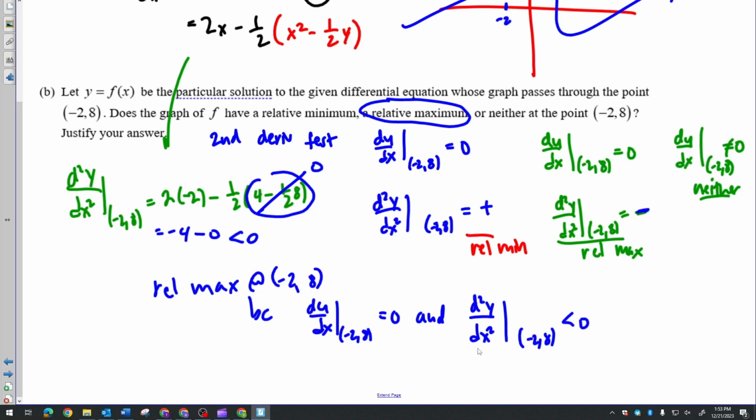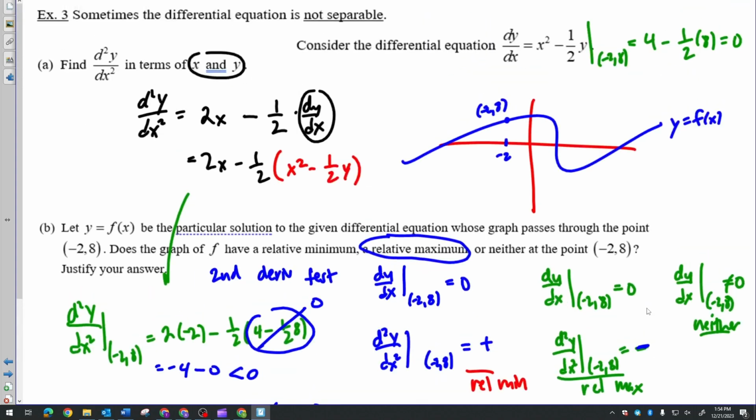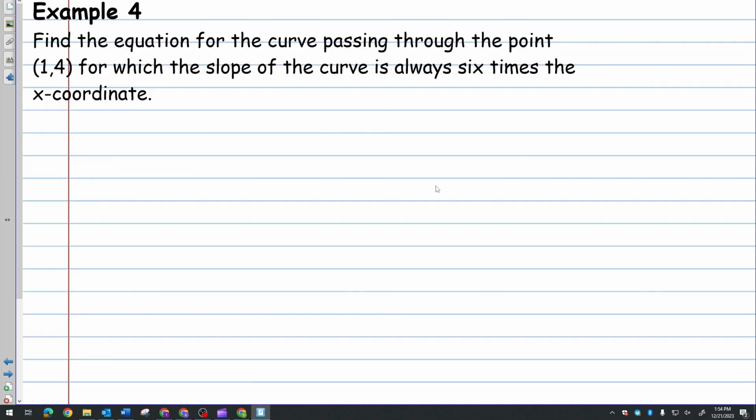All right, let's look at another problem. Notice this actually was not even solving a differential equation problem, so I just wanted to point that out so you don't get confused. Let's look at this problem. It says find the equation for the curve passing through the point 1, 4, which the slope of the curve is 6 times the x-coordinate. So I'm just going to write this out to make sure you understand it. You're trying to solve for y, and you're going through the point 1, 4, and the slope of the curve, dy dx, is 6 times x, is what they're saying. And now they're saying solve for y.